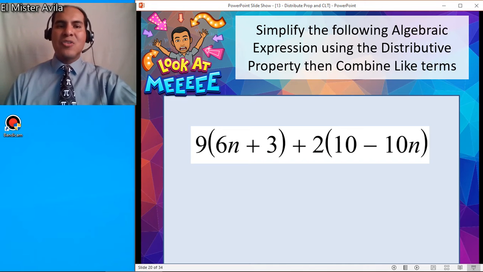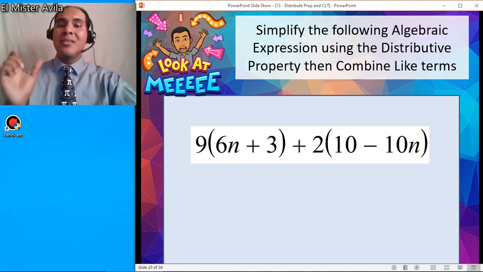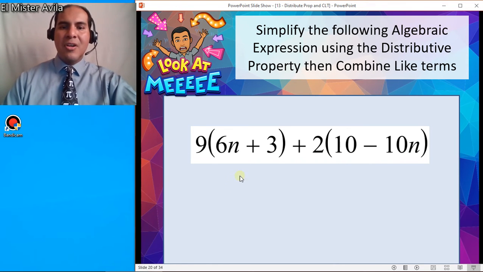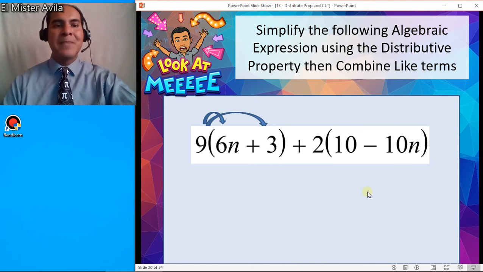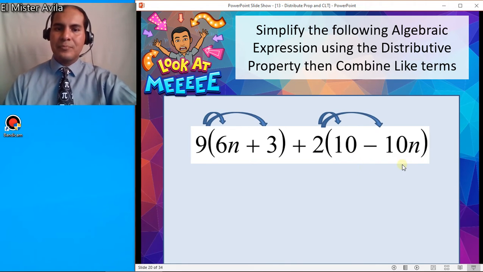Please write down this algebraic expression, and I'm going to show you how to use the distributive property and combining like terms to simplify this algebraic expression. So here we have 9 being multiplied to 6n plus 3, and the 2 being multiplied to 10 minus 10n. Let's apply the distributive property. The 9 is going to multiply to the 6 and the 3. And the 2 is going to multiply to the 10 and that negative 10.